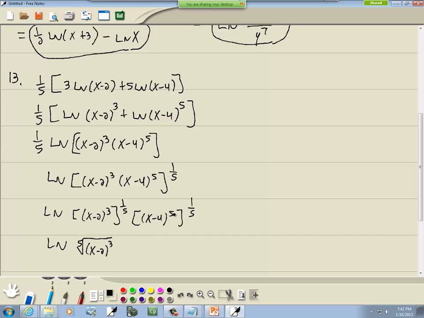But over here, we're raising one exponent to another exponent. So you multiply the exponents. 5 times 1/5 gives you 1. So this becomes x minus 4. And you can put a bracket around it like that to indicate the natural log applies to both of them. And that's your answer.